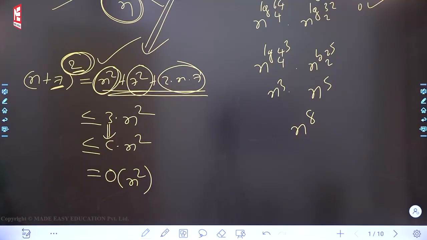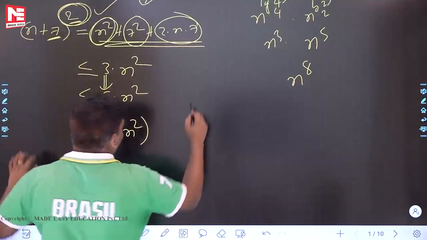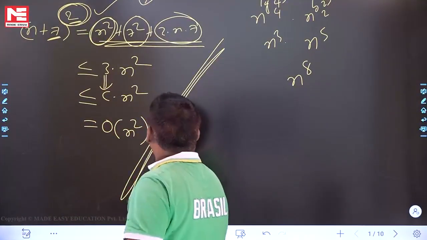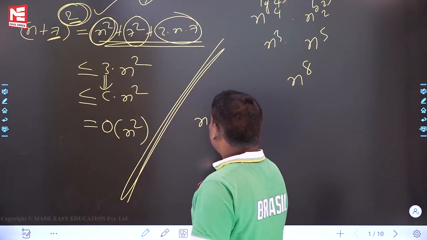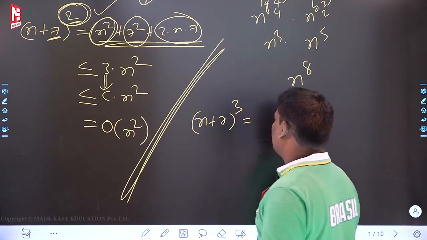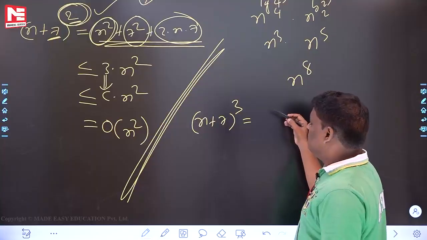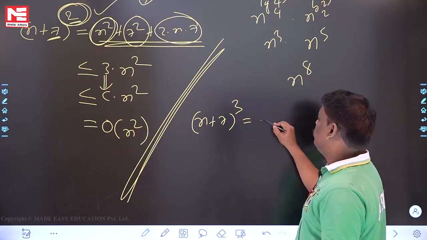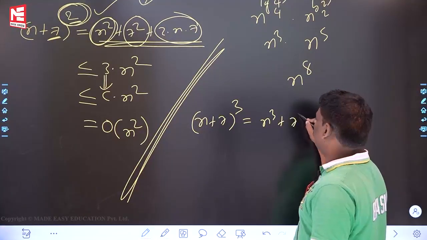I'm thinking that you are almost comfortable, right? Let's see one more case also. You may get more clarity. See this, (n plus 7) whole cube. Can you say what is the formula? (a plus b) whole cube is a cube, b cube.